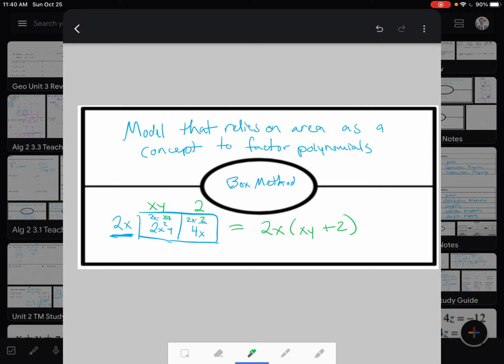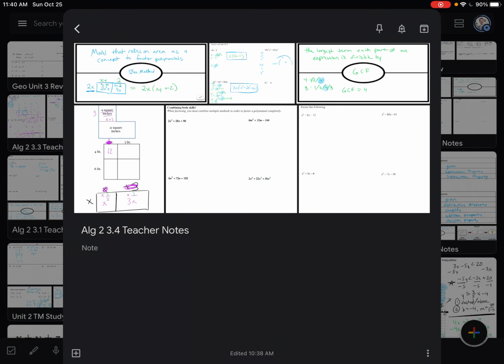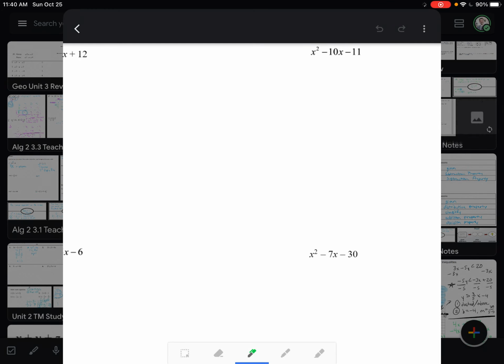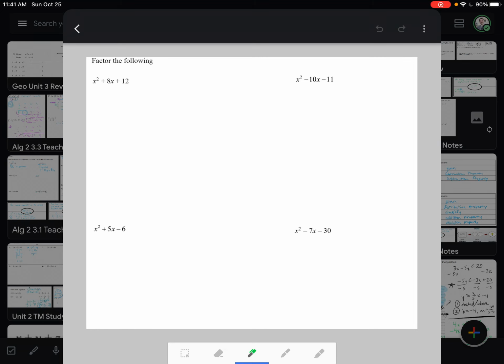Check our work real quick. If we distribute that in, we would get 2x squared y plus 4x. So that would work. So that's how we'd use the box method to kind of back out what we're looking for. Kind of doing it in that reverse pattern.